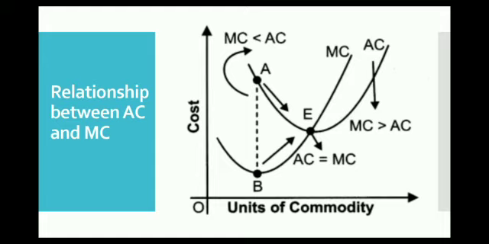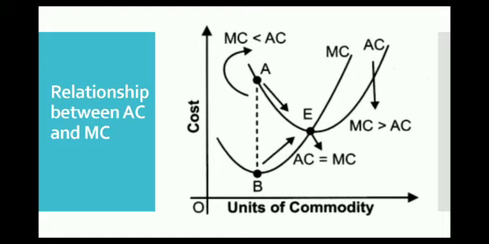Relationship between AC and MC. You see here in this figure, as long as MC is below AC, the AC curve falls till intersecting at point E. When the MC curve comes to fall, it falls more rapidly than the AC curve and reaches its minimum point B earlier than the AC curve reaches its minimum point E. Therefore, the MC curve is rising from B to E, whereas the AC curve is still falling from A to E.